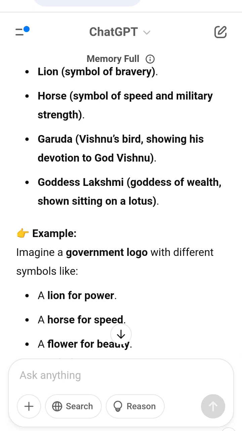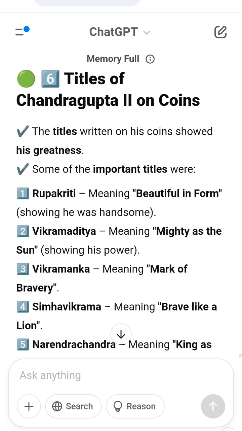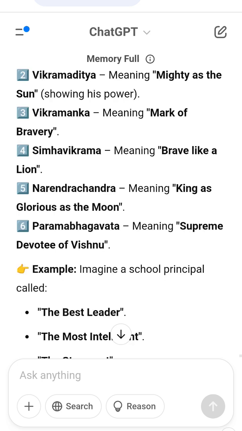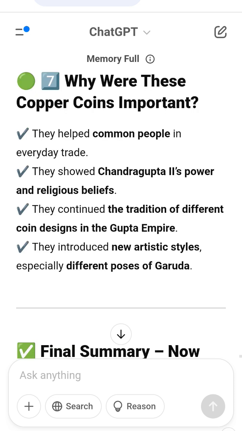Final summary. Now you understand everything clearly. Chandragupta II was the first Gupta ruler to issue copper coins. The front of the coins showed his image in different styles. The back of the coins showed Garuda in many different forms. Some coins had only his name without his picture. Some coins replaced Garuda with a flower vase.